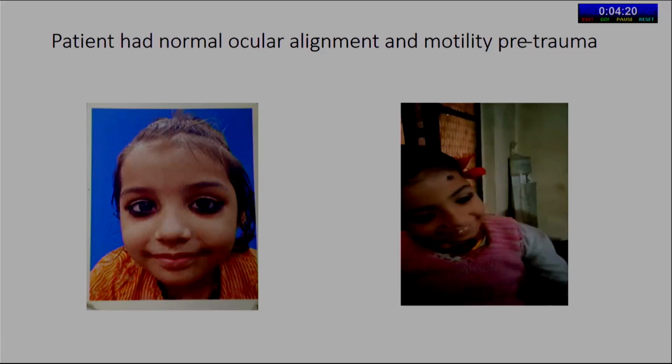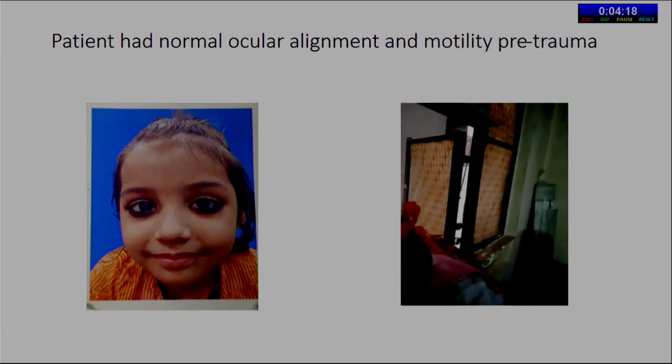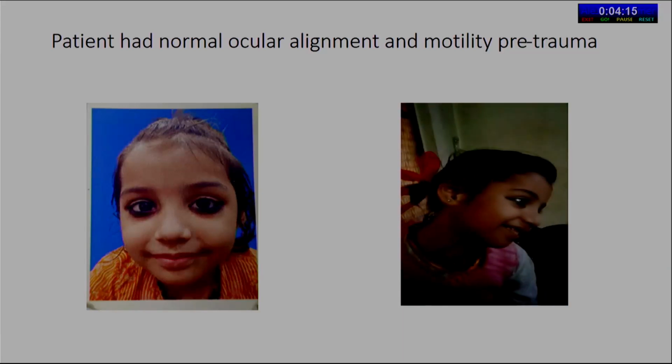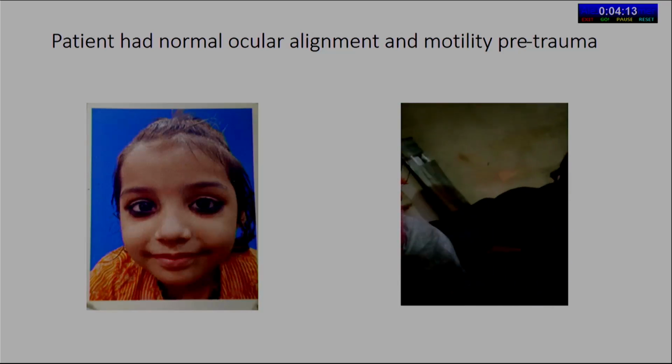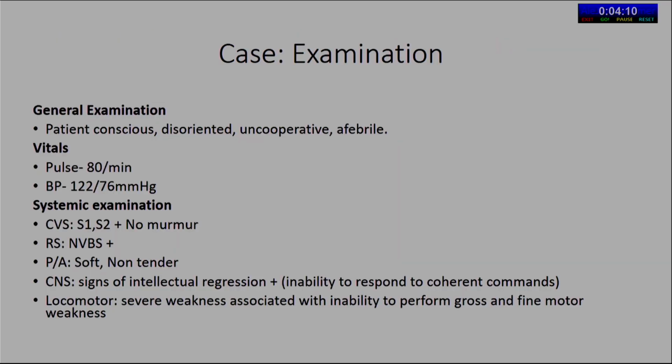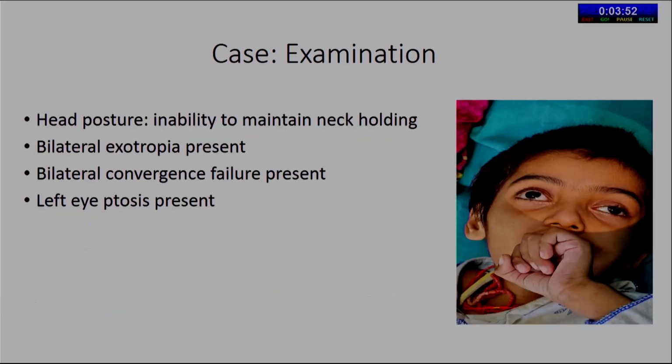She had normal ocular alignment and motility pre-trauma, as documented by the photographs and videos obtained from the parents of the child. Coming to the examination, the patient was conscious but disoriented and uncooperative. On systemic examination of the CNS, there were signs of intellectual regression, that is, inability to respond to coherent commands, as well as severe weakness, with inability to perform gross and fine motor tasks. She was unable to maintain neck hold. There was bilateral exotropia and bilateral convergence failure, and in addition there was left eye ptosis.